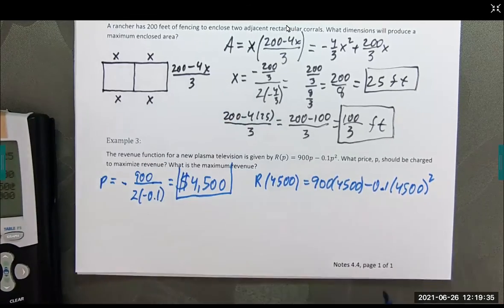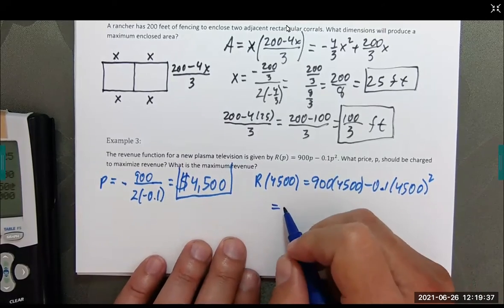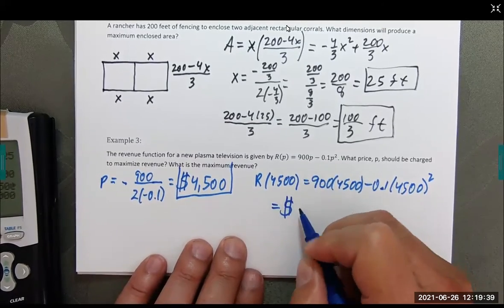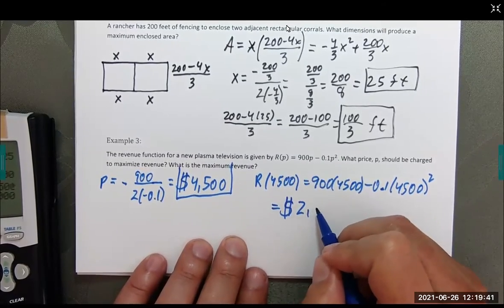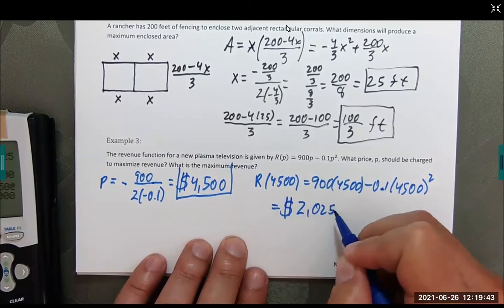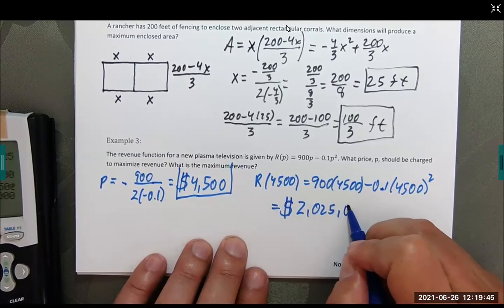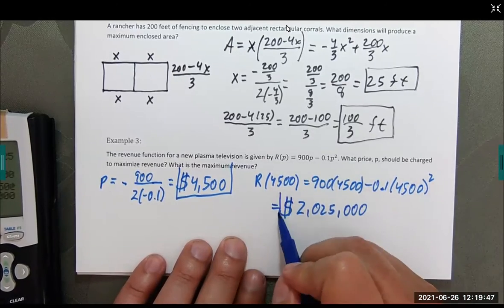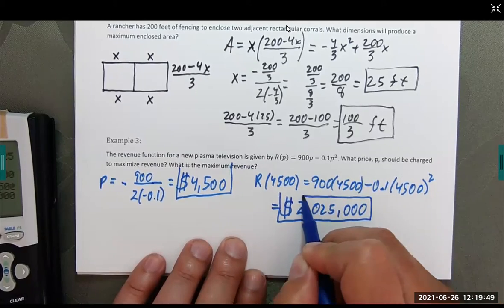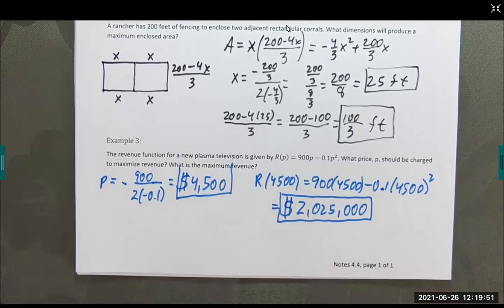Ooh, so the max revenue, that is not too shabby there, is $2,025,000. Ooh. You can see why this is good for businesses to know things like this if you want to maximize your profits, of course. Hope that helps.